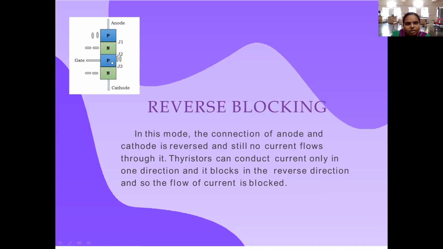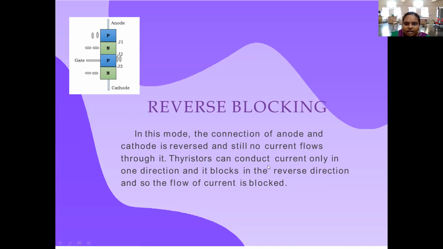NP means it's in reverse. If I give N to the negative terminal and P to the positive terminal, right? Reverse conduction we are going to give from the battery supply. And observe here, we didn't apply the gate. For that reason, the current will not flow again in this path. In this mode, the connection of the anode and cathode are reversed and still no current flows through it.